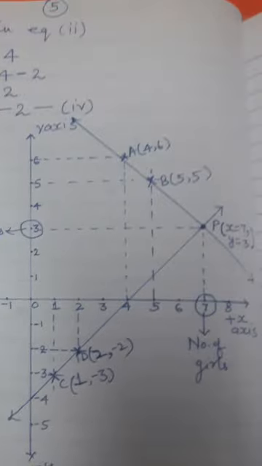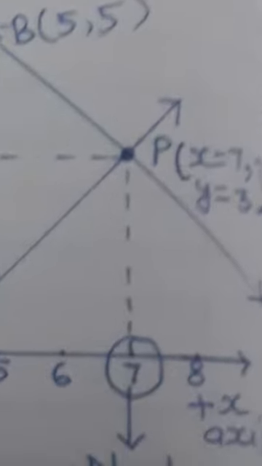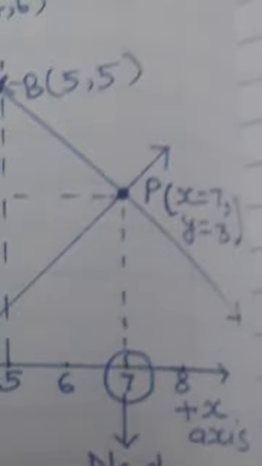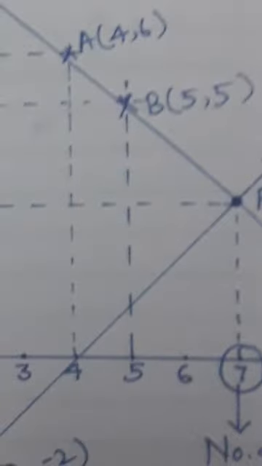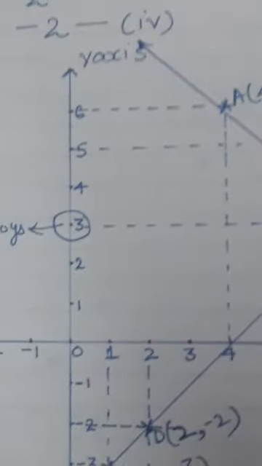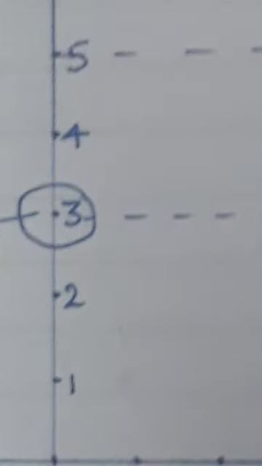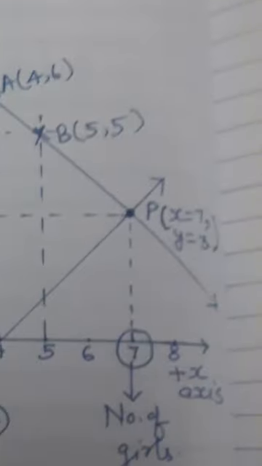Now where these two lines, line AB and line CD, are intersecting each other, say this point as P. Okay, and this point P is our solution. Now we will find out the coordinates of P. What we will do, we will draw a perpendicular dotted line on the x-axis. When we have drawn the perpendicular dotted line on the x-axis, it is intersecting the x-axis at point 7. So the x coordinate of this point is 7. And again we have drawn a perpendicular line from P to the y-axis. On the y-axis, it is perpendicular at the mark 3. So the y coordinate of this point is 3.